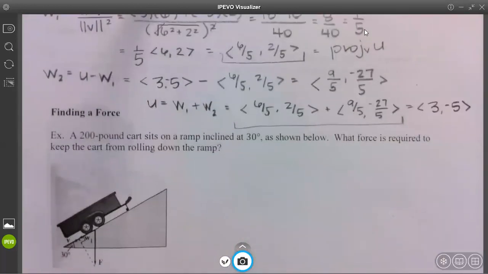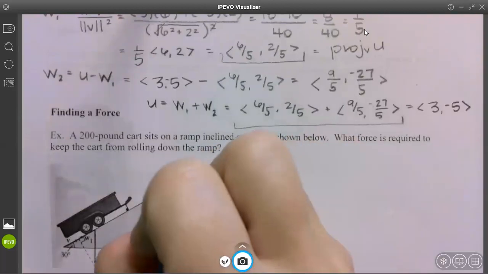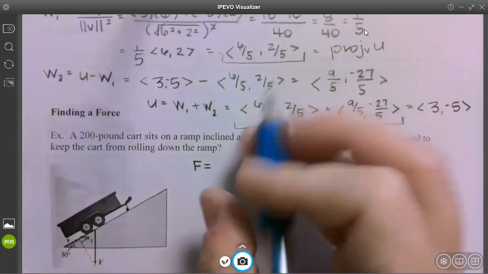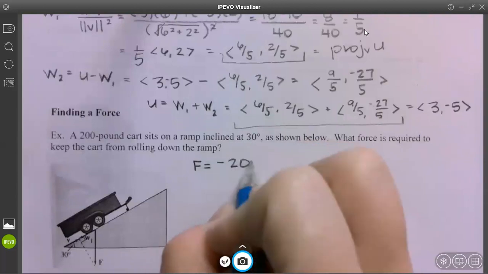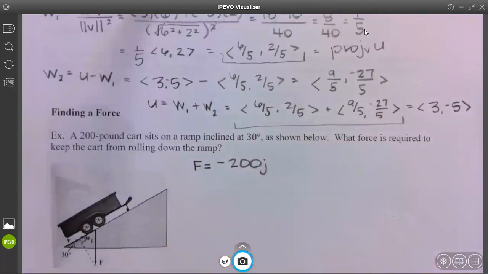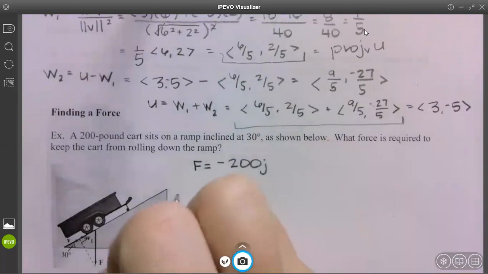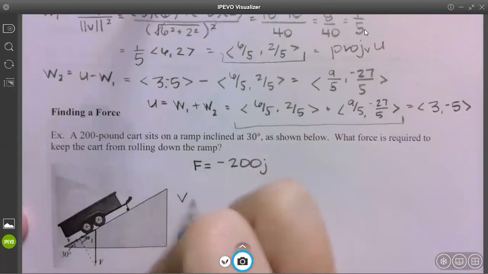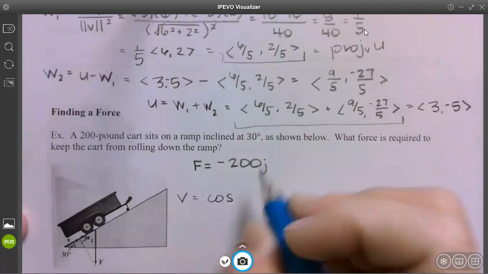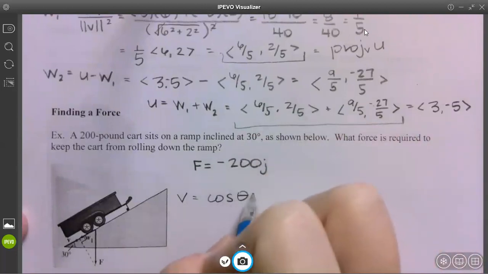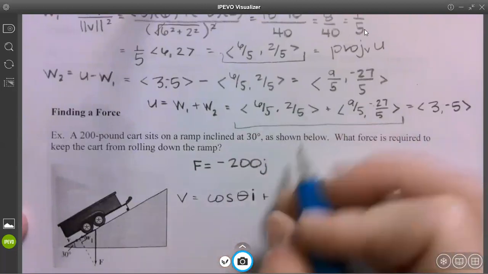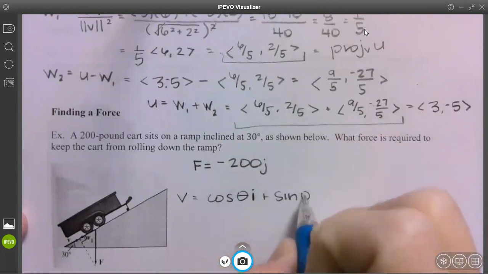Finding force. A 200-pound cart sits on a ramp inclined at 30 degrees as shown below. What force is required to keep the cart from rolling down the ramp? So F is negative 200J. To find our V, remember we do cosine theta I plus sine theta J.